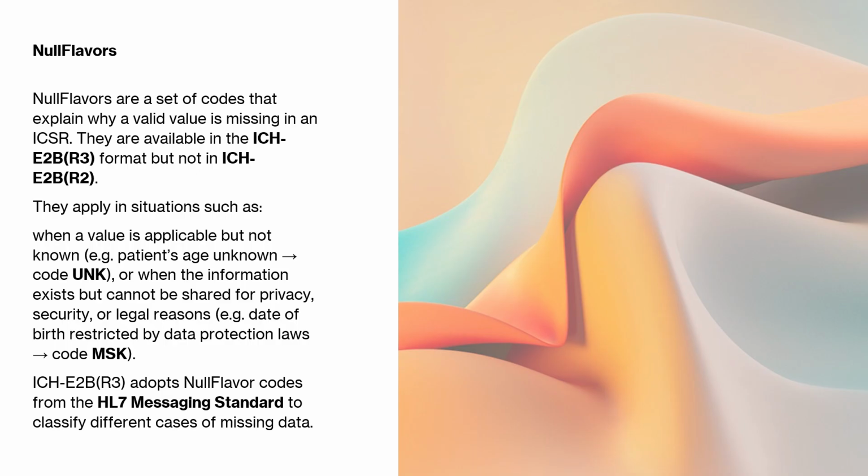For example, patient's age is unknown, so we code UNK or unknown, or when the information exists but cannot be shared for privacy, security, or any kind of legal reasons. For example, the date of birth restricted by the data protection laws, then we code it as masked, that is MSK. And ICH E2B R3 adopts null flavor codes from HL7 messaging standard to classify different cases of missing data.